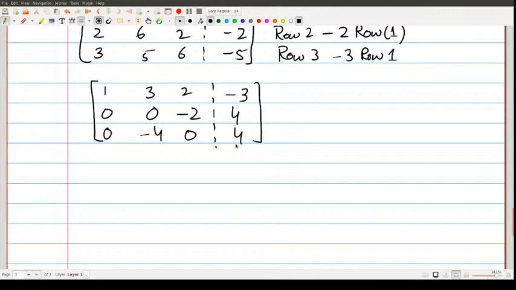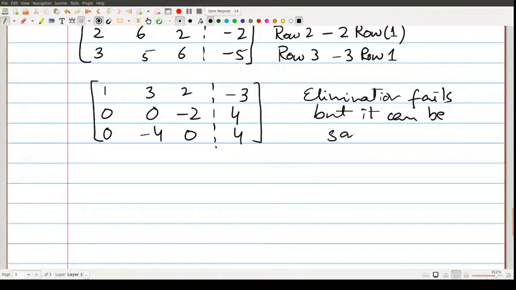Okay. Now this is a problem because I can't really eliminate y from the third equation, because anything I multiply the 0 with is just going to give me a problem. Now at this point our elimination has sort of failed. Elimination fails, but it can be saved. And the reason it can be saved is that there is a non-zero below this equation.